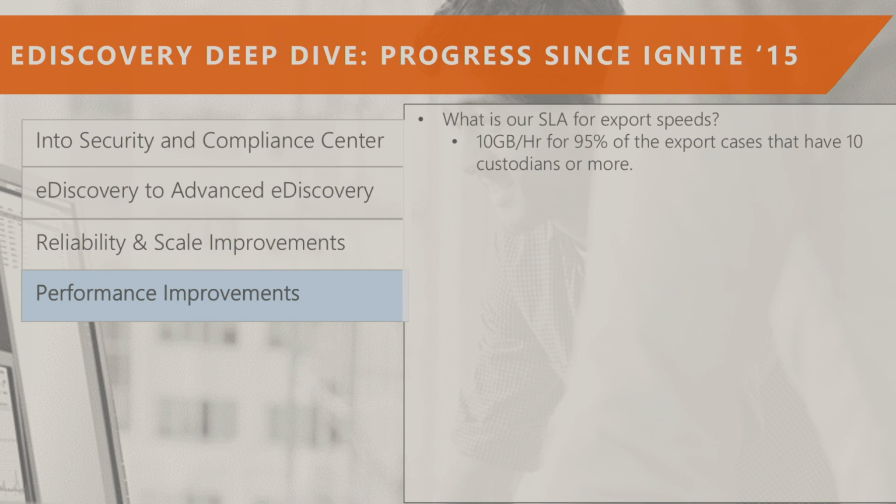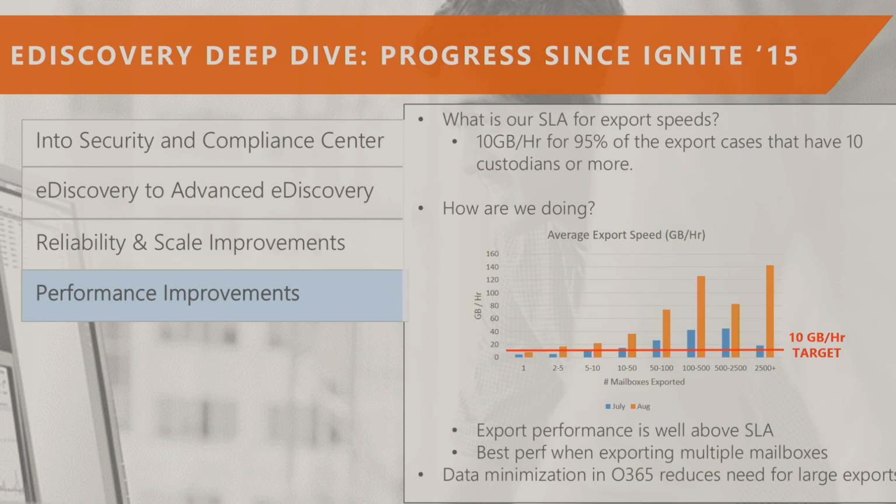But the reason is that the way that our export works is it becomes more efficient as you export more mailboxes, because we run those in parallel. So if we get a customer who's trying to export data from, or search through and export from, a lot of different mailboxes, since we're kicking that off in parallel, the overall export speed is a lot higher.